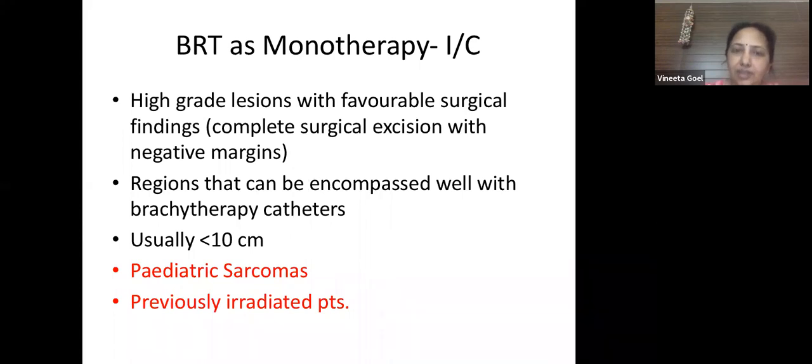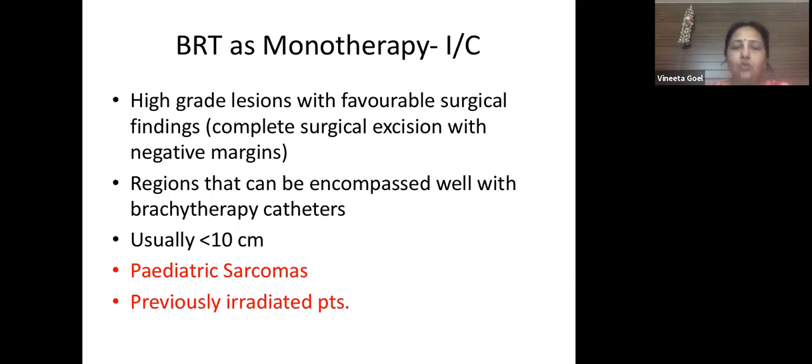Now, brachytherapy, as I mentioned just now, can be used either as monotherapy, which means only brachytherapy, or in combination with external beam radiation therapy. The indications of using brachytherapy alone as monotherapy are: a high-grade lesion with complete surgical excision and negative margins, in a region where you can place your brachytherapy catheters well. Usually the tumors chosen for brachytherapy as monotherapy are up to 10 centimeters in size.